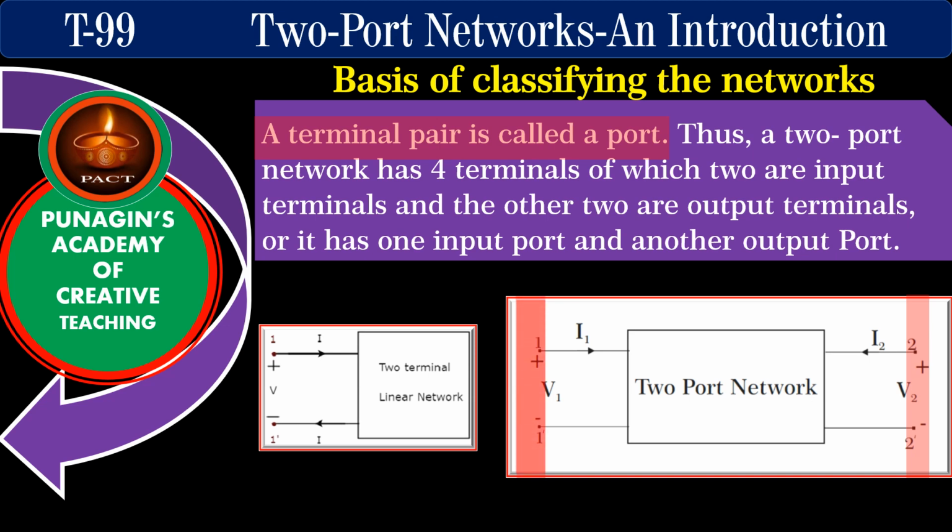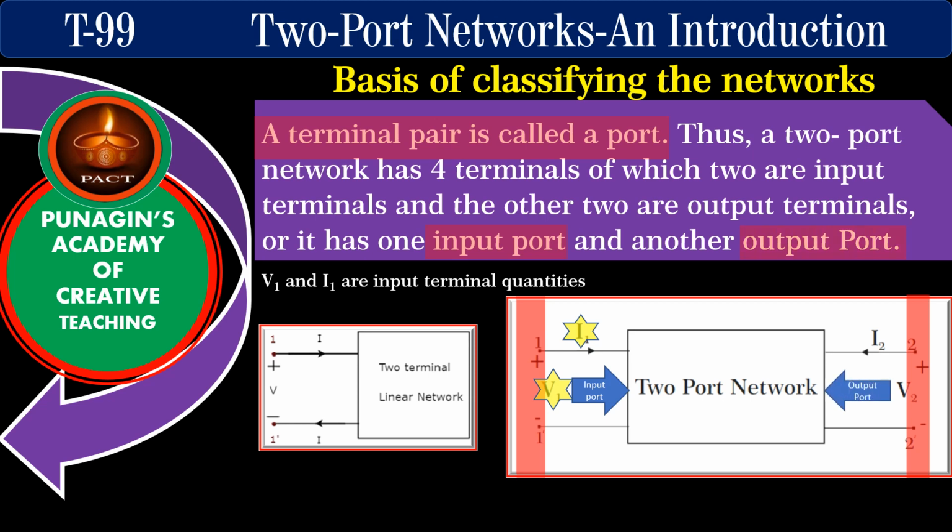The terminals 1 and 1 dash are called input port terminals, and terminals 2 and 2 dash are called output port terminals. And this port is called the input port, and V1 and I1, which are the terminal quantities accessible, are called input terminal quantities. Similarly, this is called an output port, and the terminal quantities which are accessible are V2 and I2, and these are called output terminal quantities.